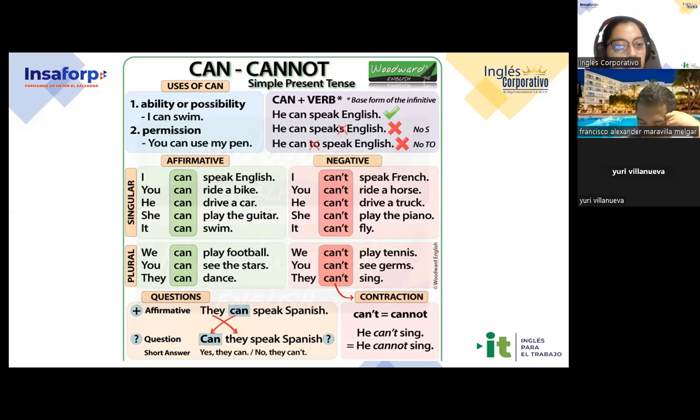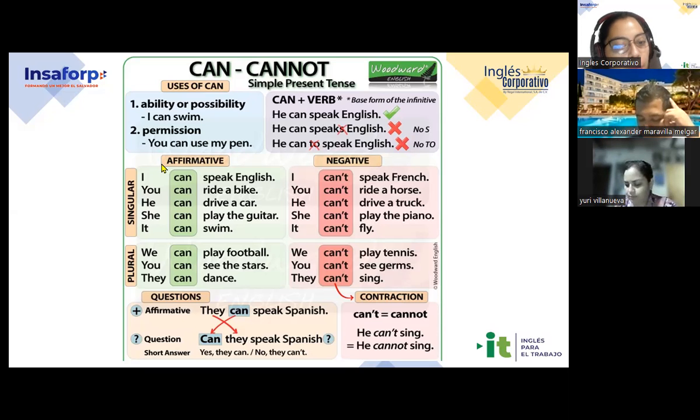Finish? Yes. Just finish. The time is over, guys, and let's start. Okay, vamos a empezar. Judy, what about you, Judy? If you don't finish, don't worry. Tell just the example that you have. Tell us. I can cook chicken.